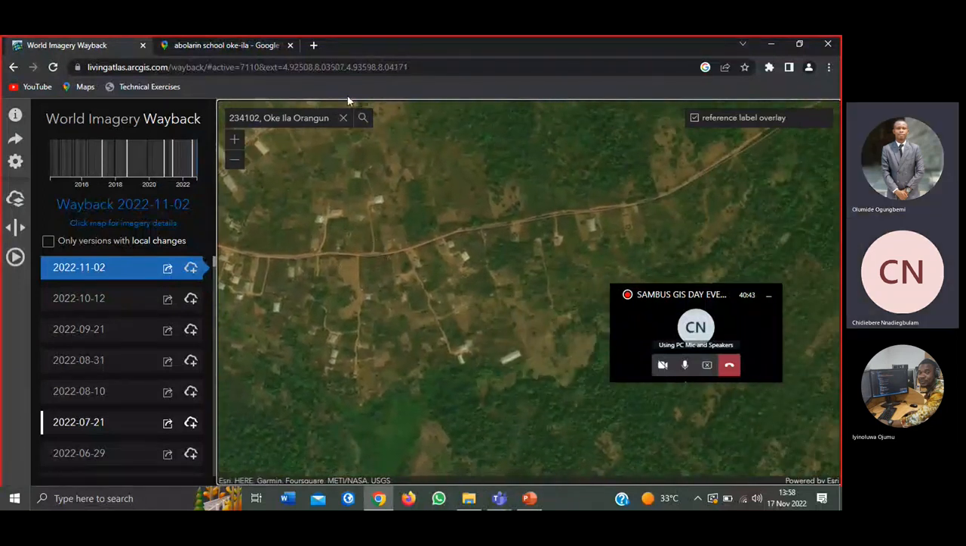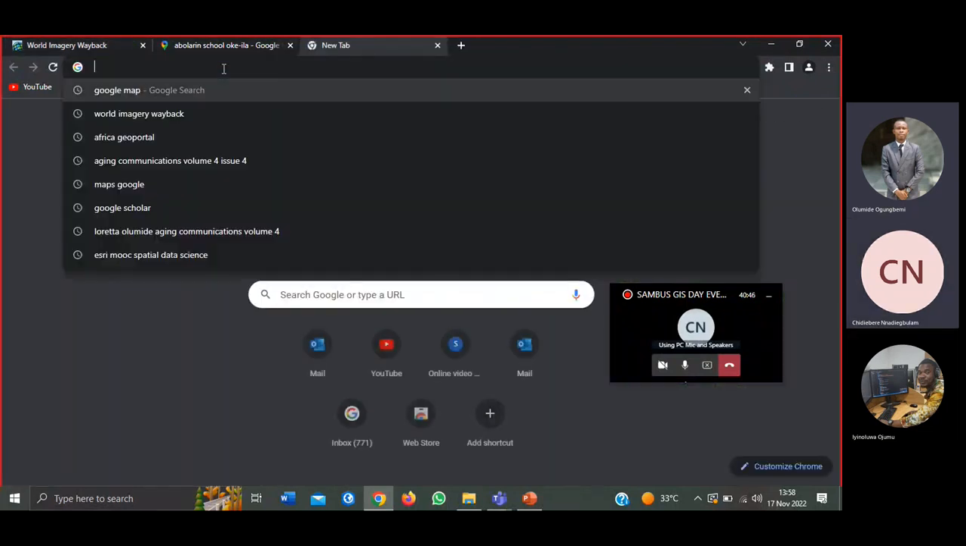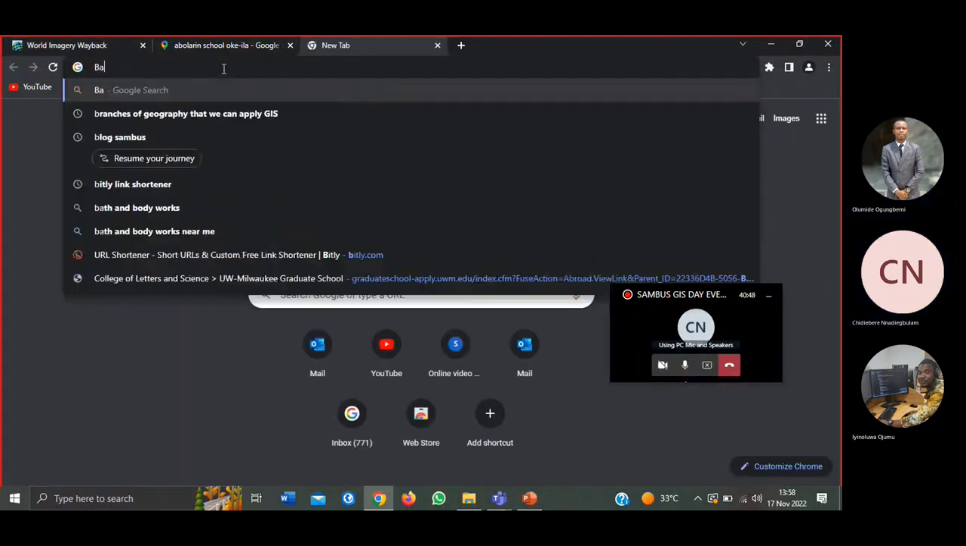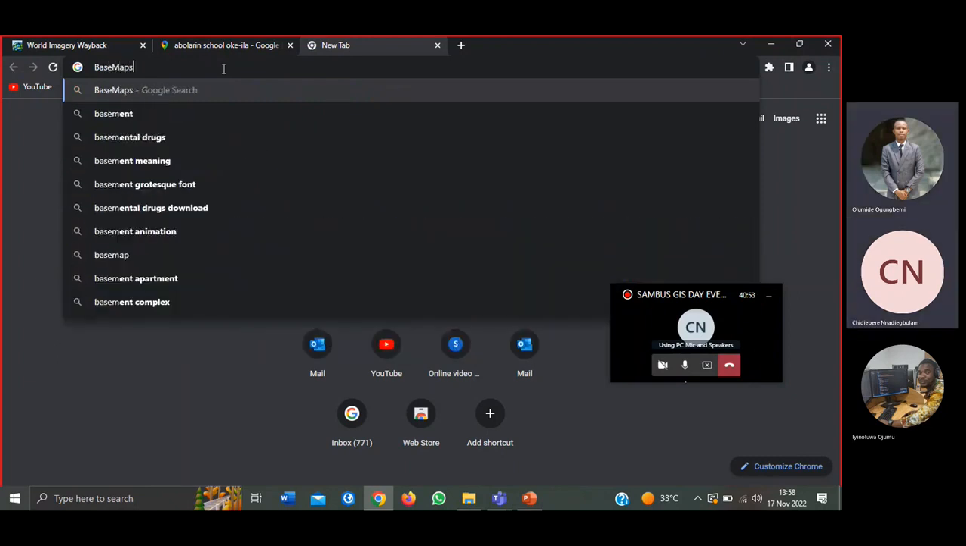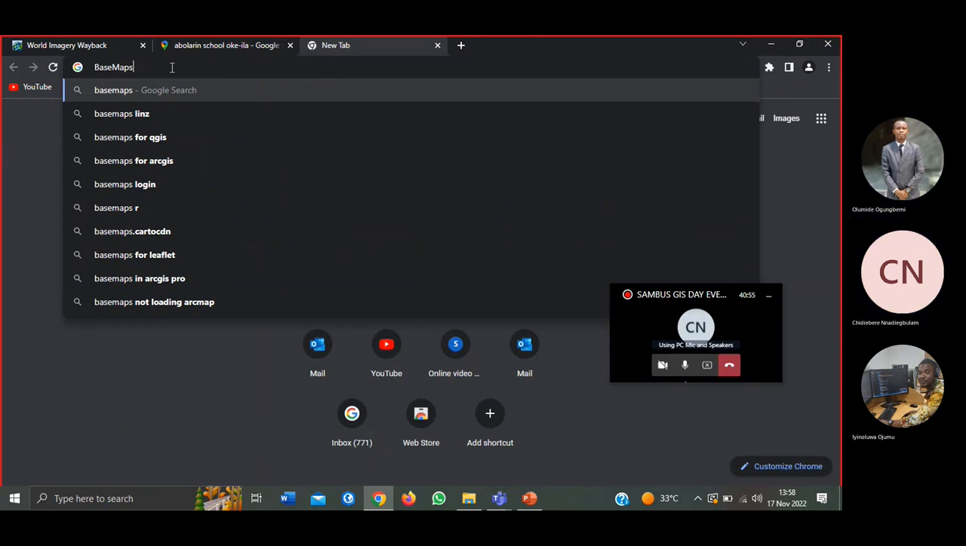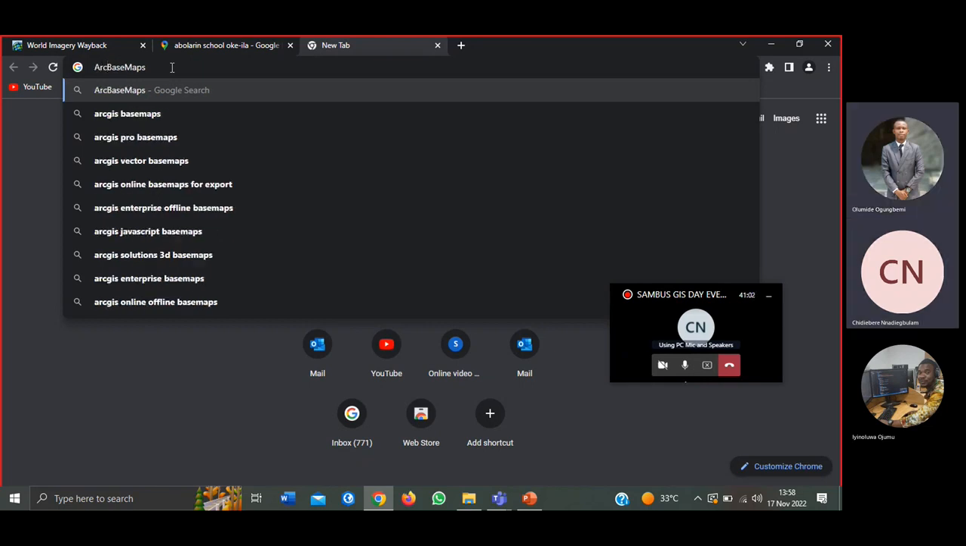So while waiting for that, let me just do the next demonstration, which is the base map.